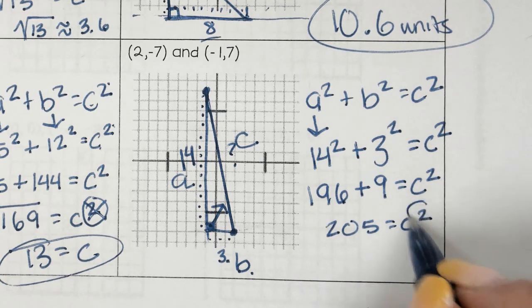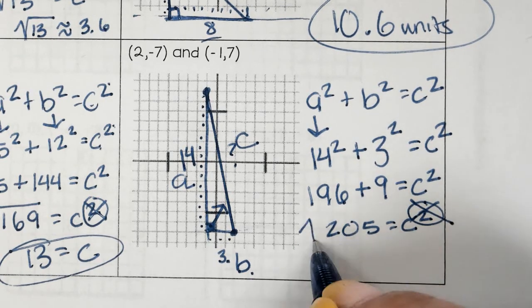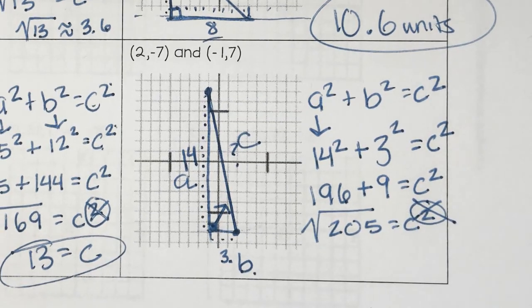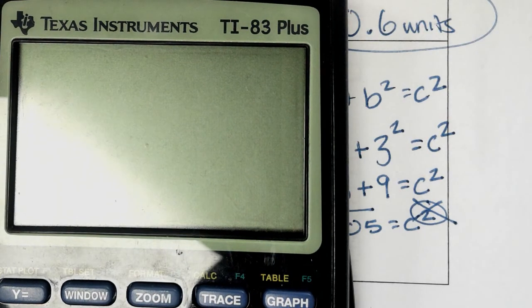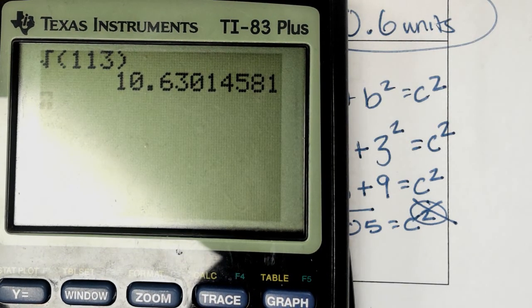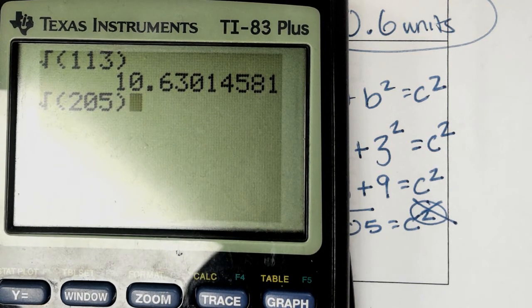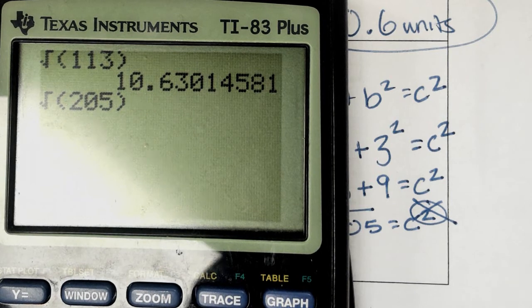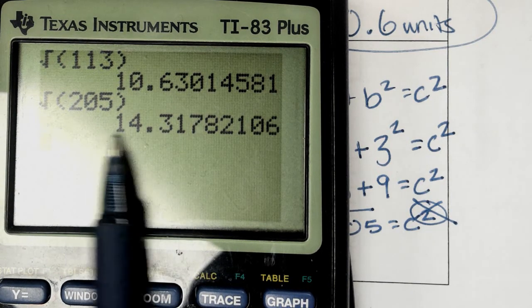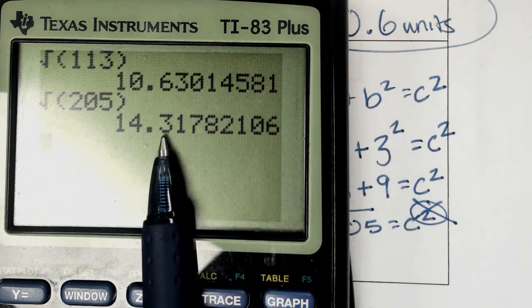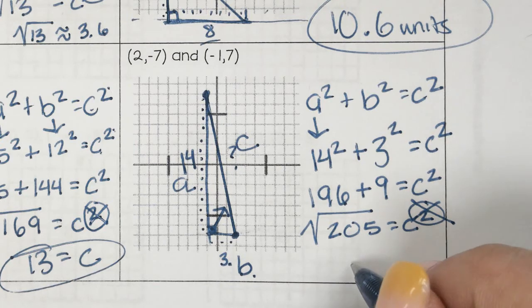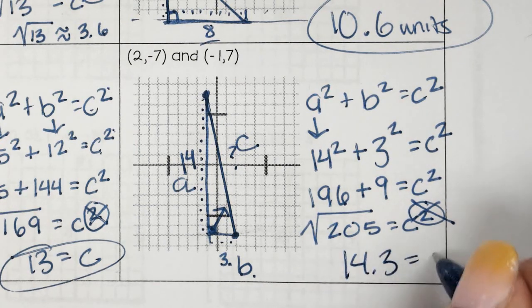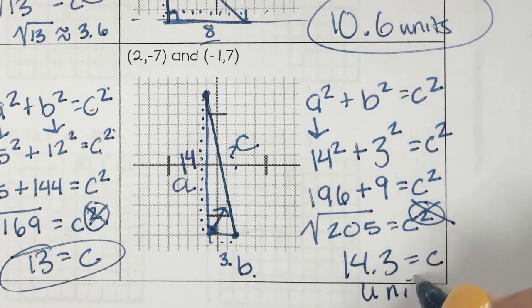We're not quite done. I want to get rid of the square, so we'll take the square root of the other side. This is where your calculator will come in handy. This is really close up. Make sure your calculator's on. Second x squared, and we're typing in 205. And we get 14.3. If I'm rounding to the nearest tenths place, that's going to say 14.3. So 14.3 is the distance here. That's 14.3 units.